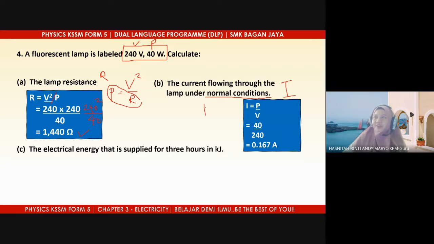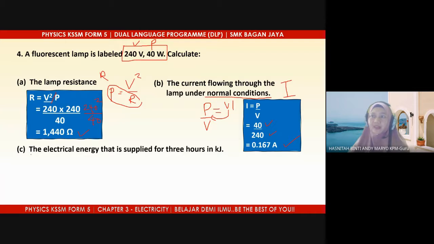From this equation, P equals VI. So to find the current, we bring V to this side, so it becomes division. Okay, power 40, this is the voltage, 0.167 ampere. Actually for this one you have another option. You can use another equation too if you prefer. But you will end up with the same answer if you calculate it rightly.